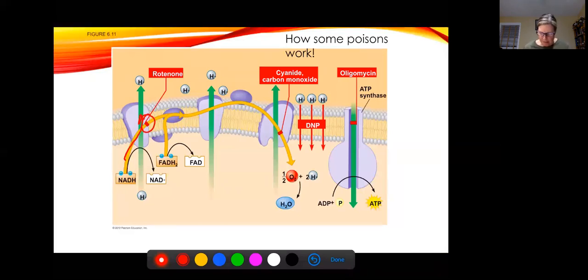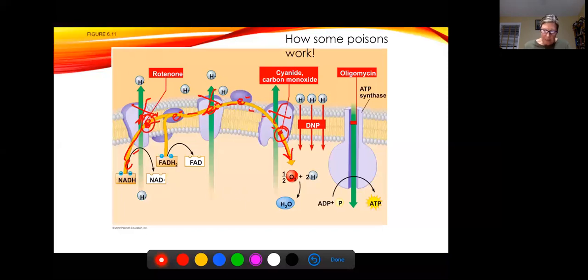Cyanide and carbon monoxide. Now, you guys have heard of those chemicals, and you can see here that it completely blocks the handoff of that last electron to oxygen. So, if I cannot hand that electron off, we end up with a traffic jam and we cannot hand off the electrons. And so it just stops, it all backs up. And so, once it's all backed up, we cannot do our proton pumps. And again, no ATP is made.